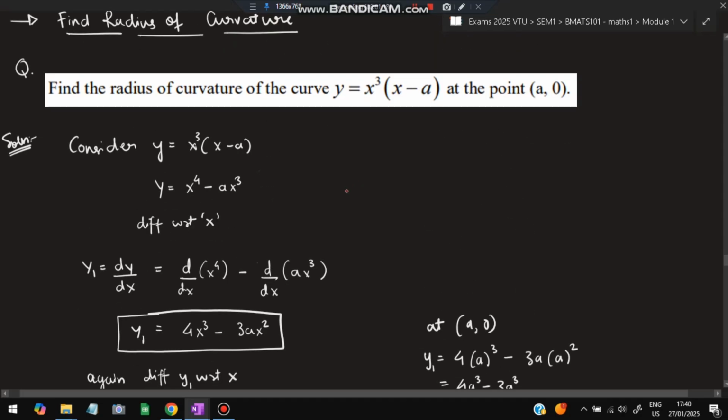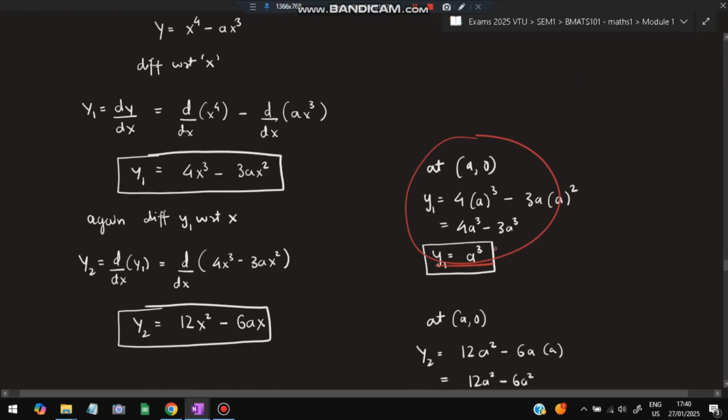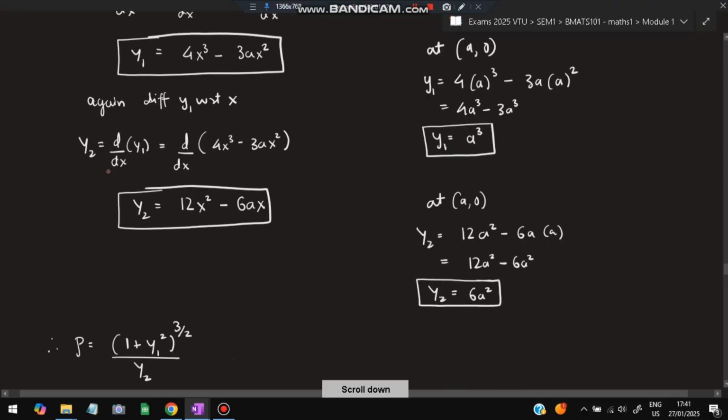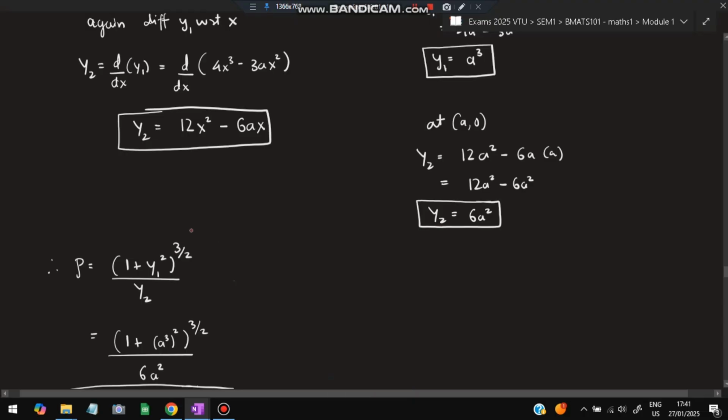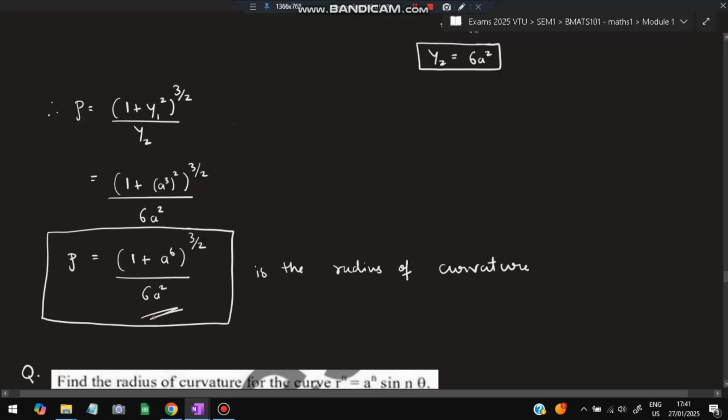Let's again see what's the formula. First you have to take the formula, expand it and differentiate with respect to x to find y1, and substitute the value which they have given, a comma 0, to find the y1 value. Again find y2 by differentiating this y1. You'll get a y2 value, and substitute y2 value also as a comma 0. Substitute both of these values in this equation. This is the important equation, you have to remember this one. After substituting you will be getting the radius of curvature answer. This is the final answer which you'll be getting.